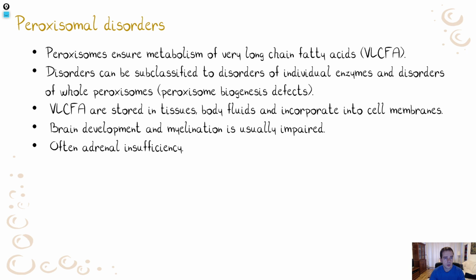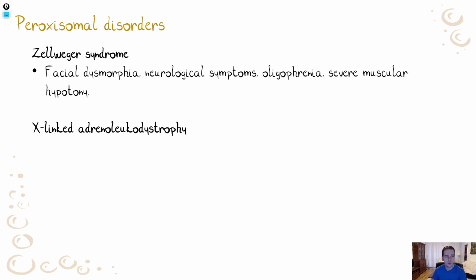Those peroxisomal disorders can be subclassified into disorders of individual enzymes and disorders of whole peroxisomes, which are called peroxisome biogenesis defects. You should remember Zellweger syndrome. It is not one disease, it's a spectrum of diseases, so sometimes we call it the Zellweger spectrum. Those children usually have facial dysmorphia, neurological symptoms with oligophrenia, and severe muscular hypotony.